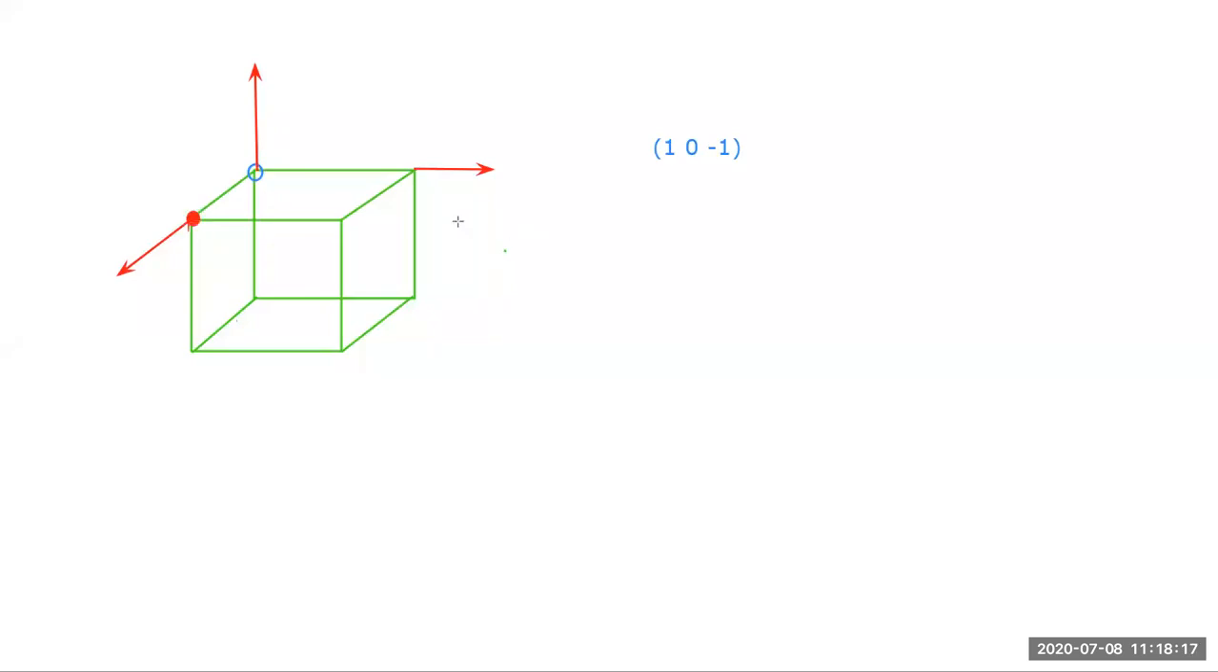1 point. Then y direction is 0, and z is -1. From this origin, z is positive on the top side, and the bottom side is negative. So the negative point is here, -1 is here. Join these 2 points with a line.